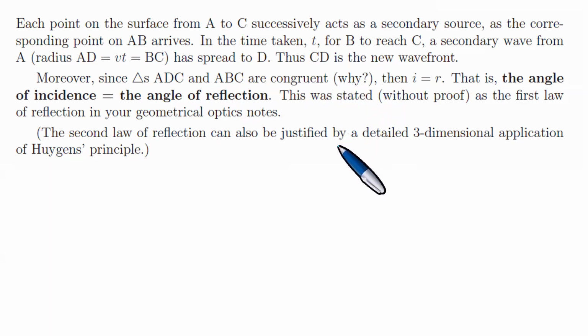Moreover, since the triangles ABC and ADC are congruent, the angle of incidence equals the angle of reflection. That is, the angle of incidence equals the angle of reflection. This was stated without proof as the first law of reflection in your geometrical optics notes. The second law of reflection can also be justified by a detailed three-dimensional application of Huygens principle.